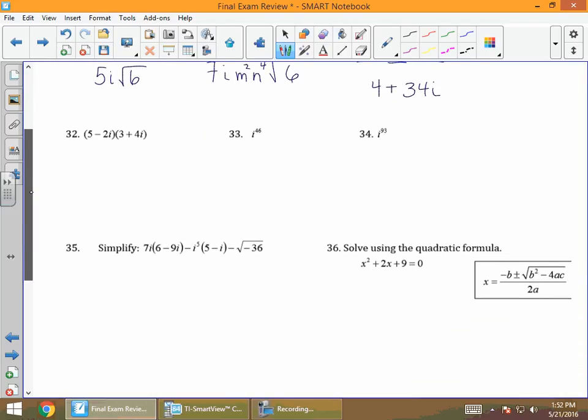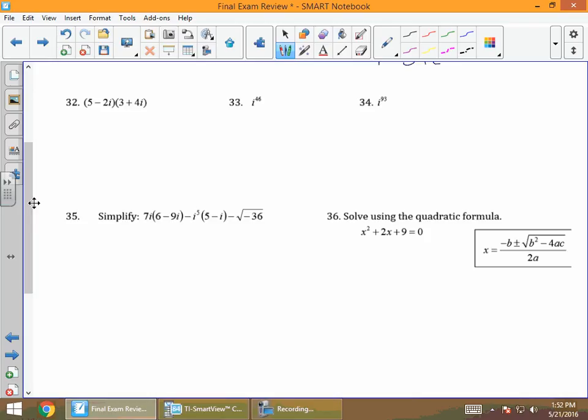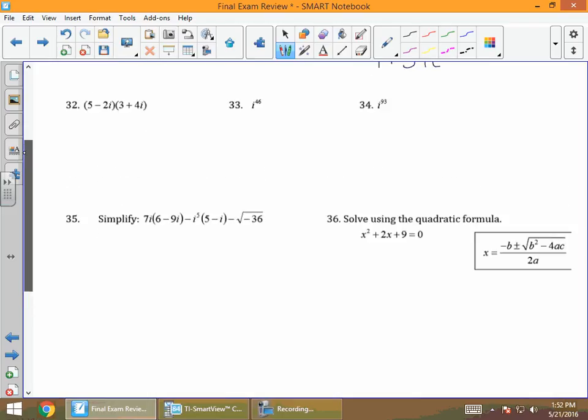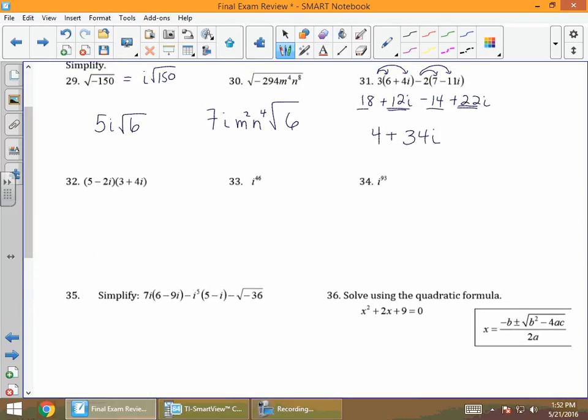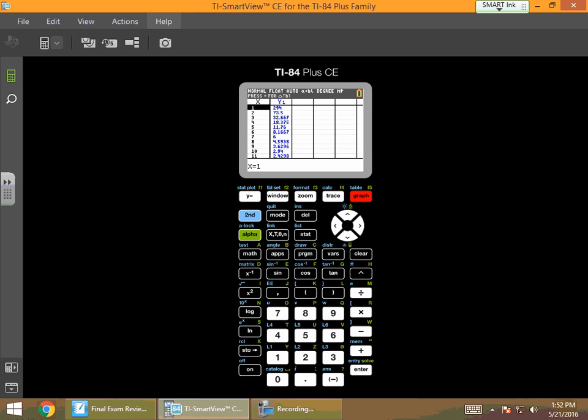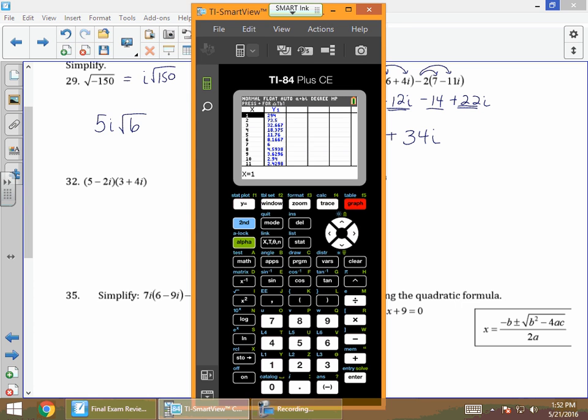Number 32. I need to multiply these things together. Actually, let me go back here and take a look at number 31. I want to grab the calculator here.